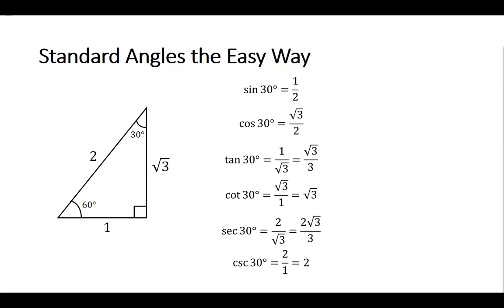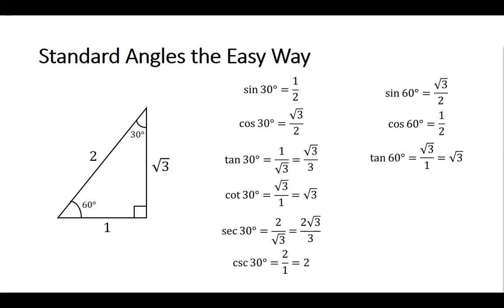And then 60 degrees works the same way, except now we're on that bottom corner. So we're going to have opposite be the square root of 3 and adjacent be 1. So sine of 60 degrees is square root of 3 over 2. Cosine is 1/2. Notice that those just swapped from the 30 degrees. So they just switched positions there.